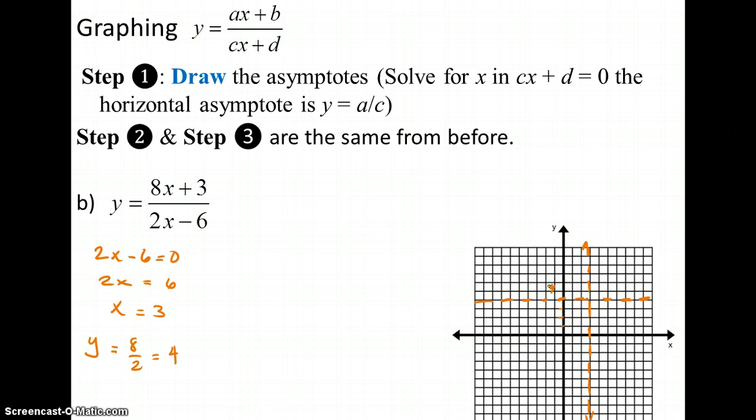Okay, so step 2, XY table. Yep. And the same from before, we want to choose some points to the left and to the right of our vertical asymptote. Okay, so my vertical asymptote is actually kind of the same as before. So 3 numbers to the left of it, I would say 2, 1, and 0. Yep. And then to the right of it, let's go ahead and go 4, 5, 6. That sounds like a good plan.